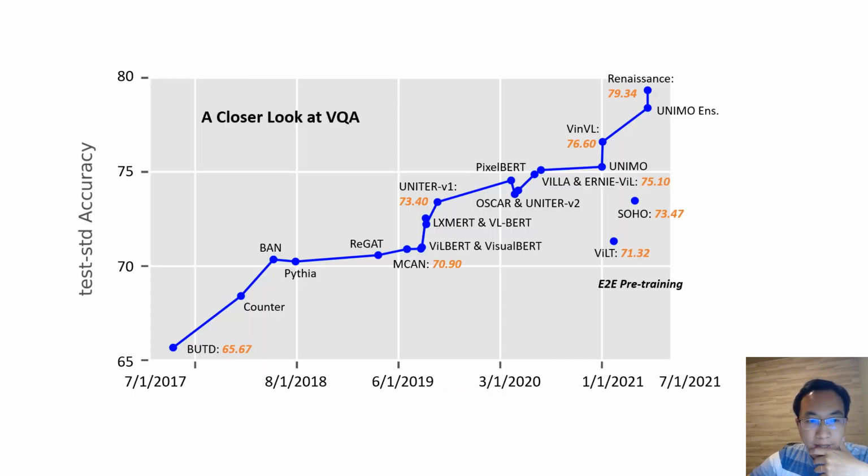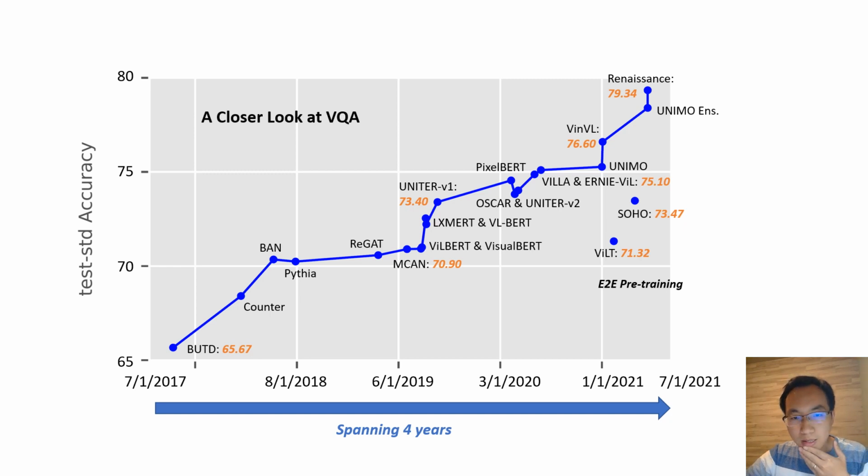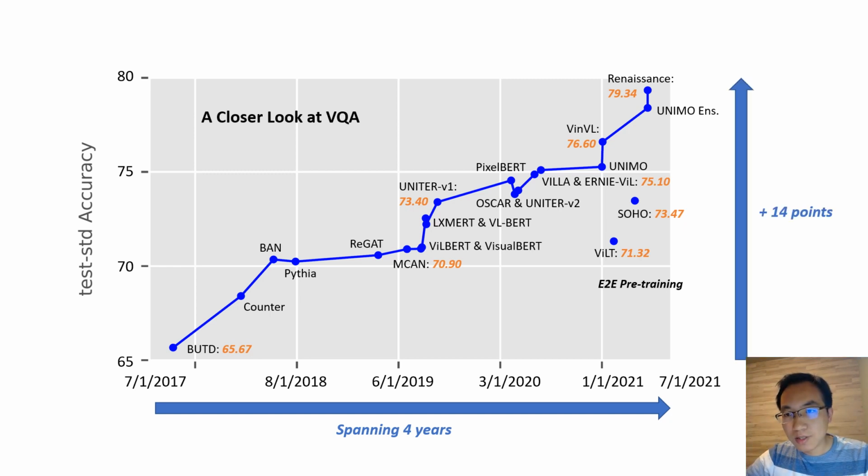Okay, I think this is the summary. In this talk, we have walked you through the journey of how we increased the VQA accuracy from roughly 65 to almost 80, and showed how vision language pre-training has played an important role in this journey. It has spanned 4 years, and the performance has increased a lot.